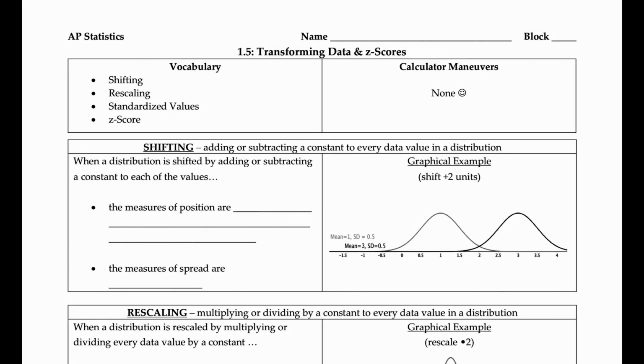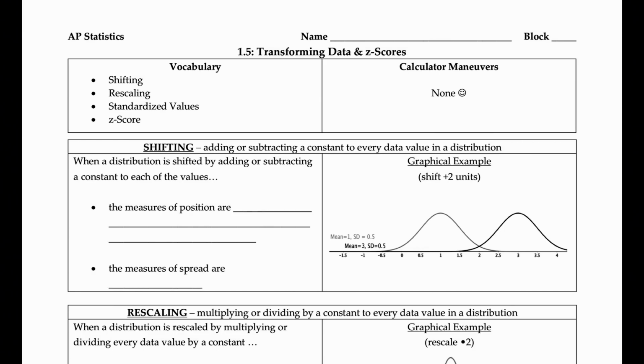Hi, and welcome to video 1.5, where we're going to talk about transforming data and then calculating something called z-scores. So let's take a look at our vocab. We actually started this in class. We started talking about shifting and rescaling.